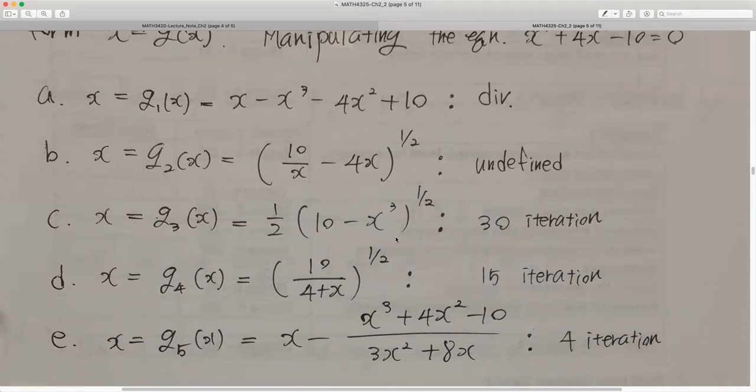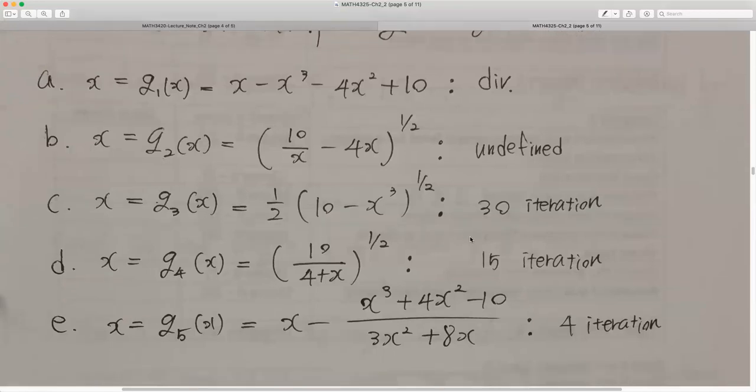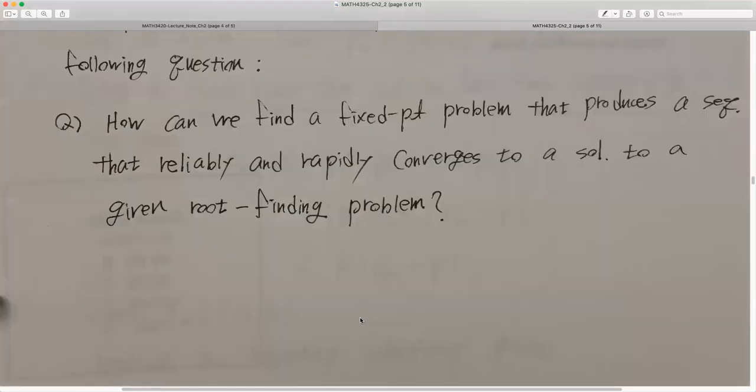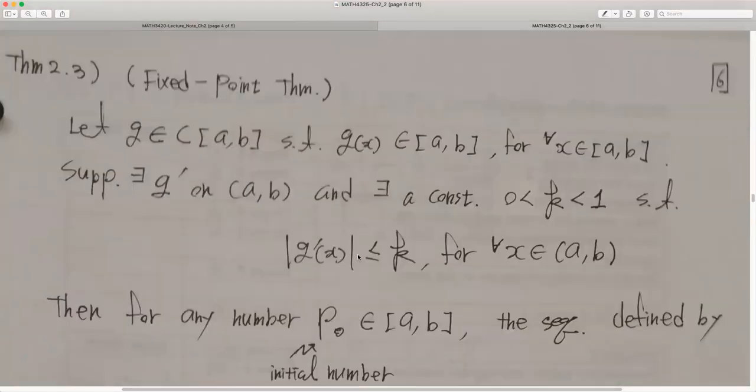Then, with 30 iterations, we get a sequence that converges to the solution. With 30 iterations, 15 iterations, and the last one is best. Why? Okay, so we need to figure out the answer, right?